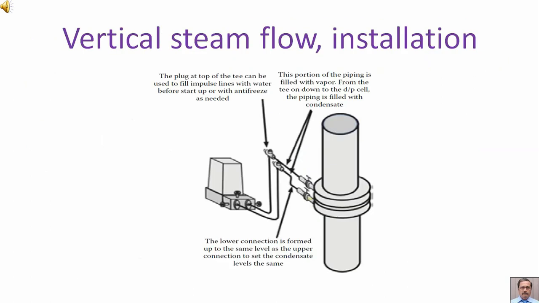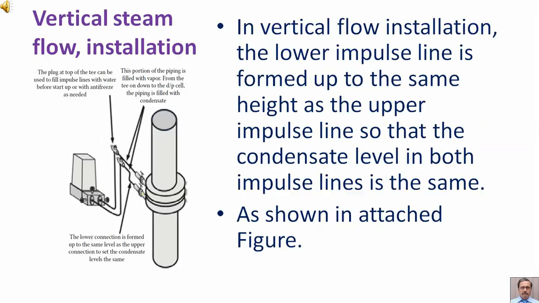Vertical steam flow installation. In vertical flow installation, the lower impulse line is formed up to the same height as the upper impulse line so that the condensate level in both impulse lines is the same, as shown in the attached figure.